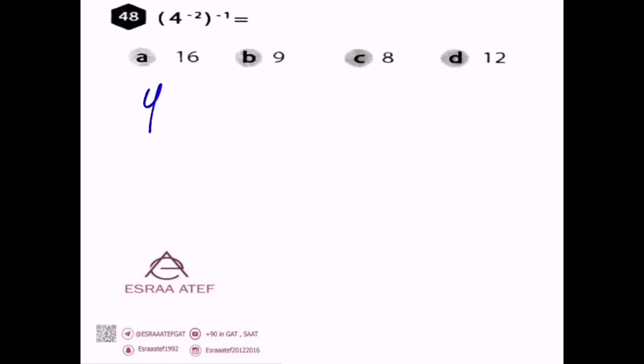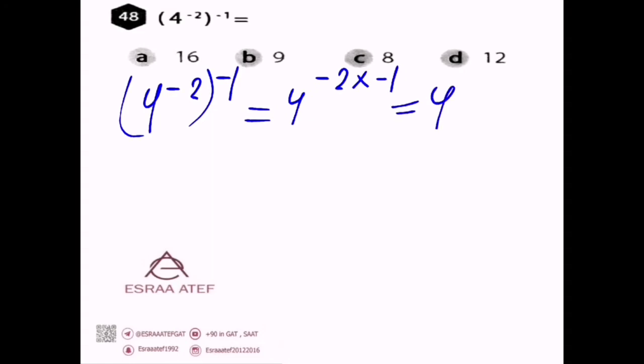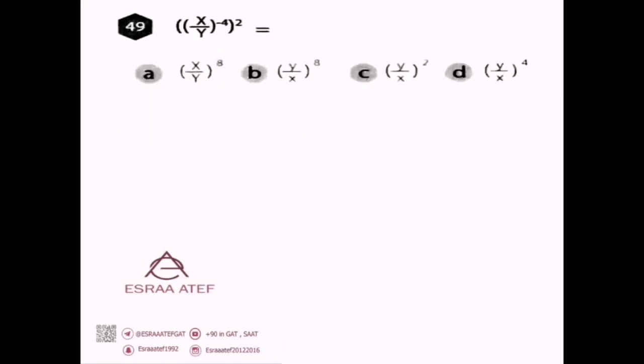Here we have 4 powered by negative 2 powered by negative 1. If we have two powers, we will multiply them by each other. So negative 2 times negative 1, which is 4 powered by 2, which equals 16, which means 4 times 4. So the answer will be 16.